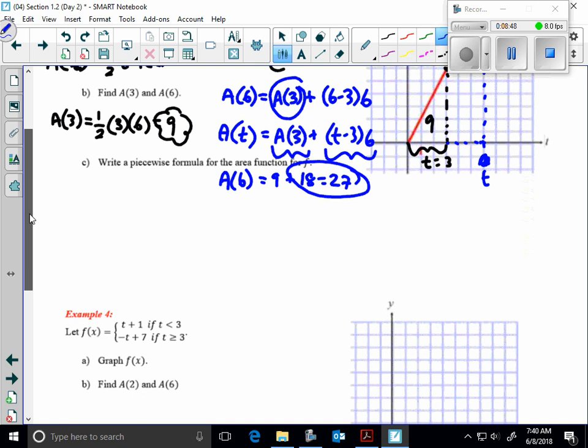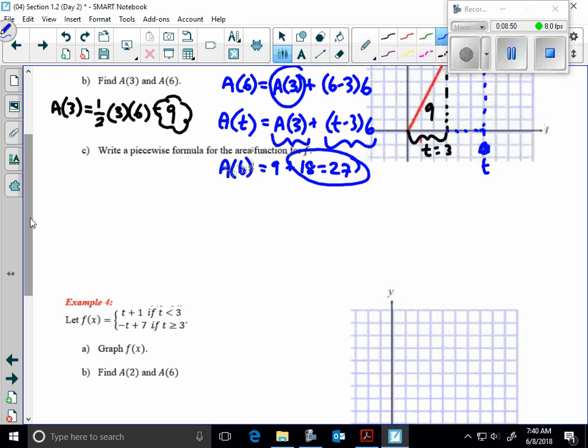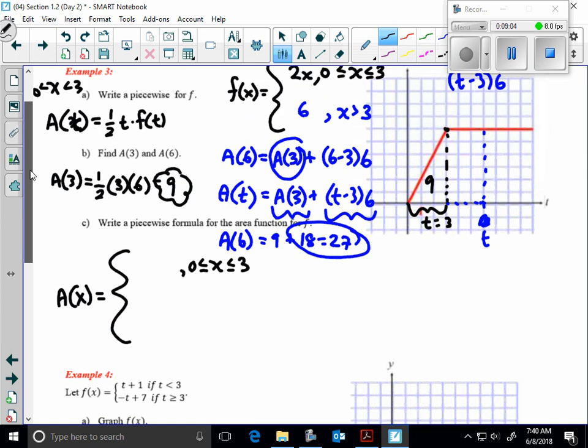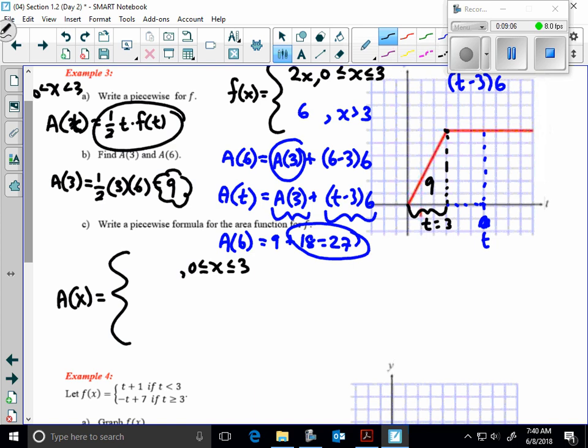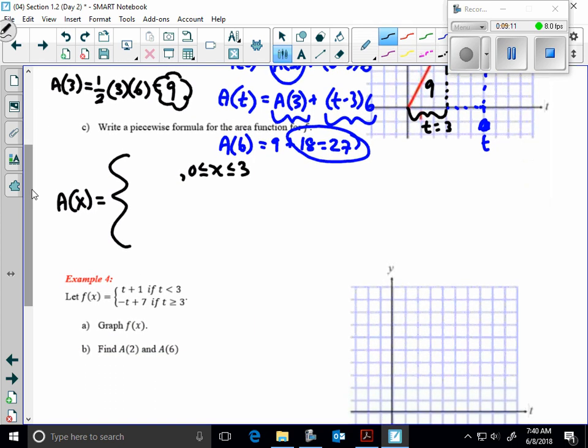So let's write a piecewise function for the area. Well, we kind of already did. The area function, we said if x was between 0 and 3, then it would be what we've got here. All right, so that would be 1/2 t times f of t. Now that's not enough information, right? We need to know what f of t is.